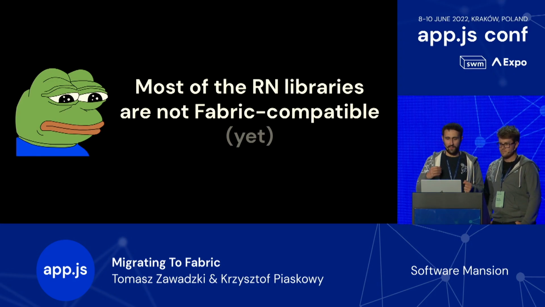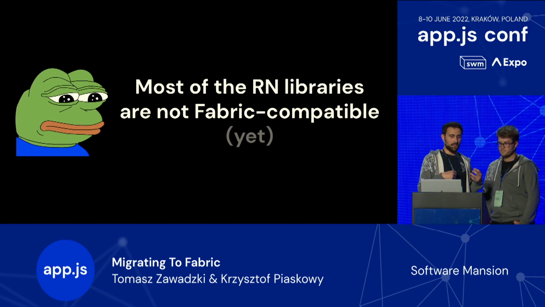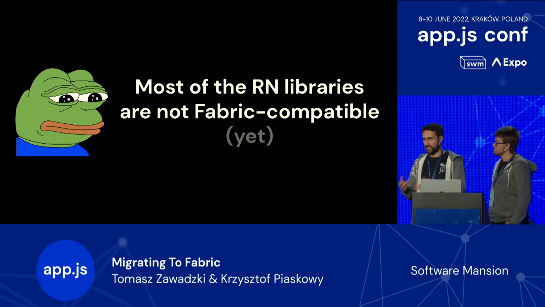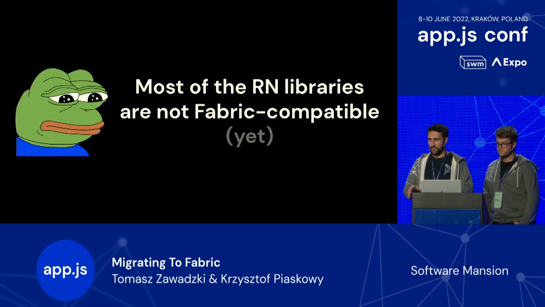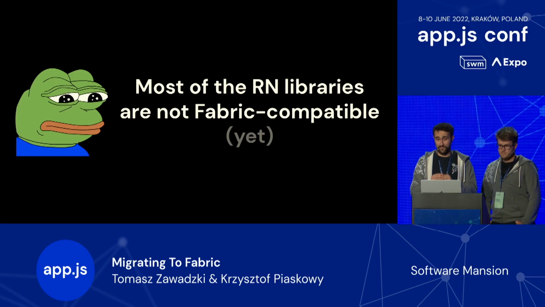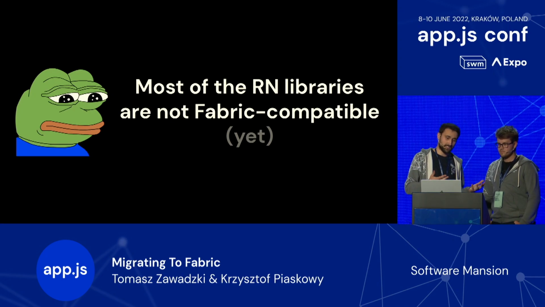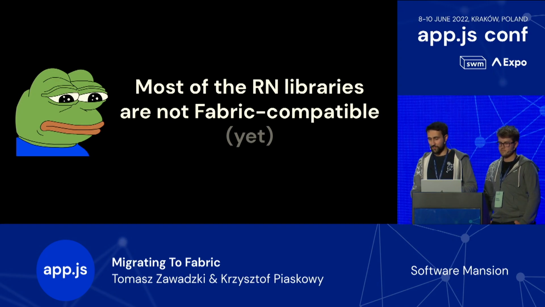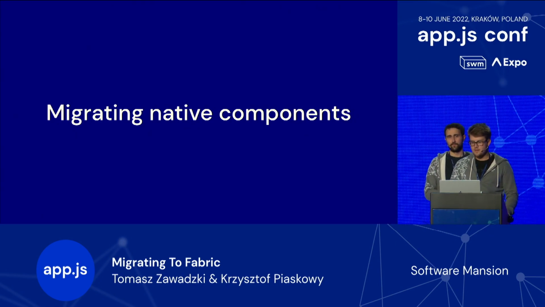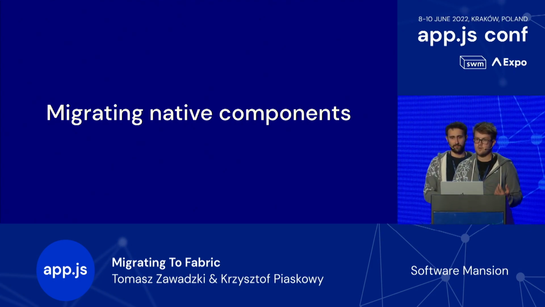Let's consider what is difficult in the migration process for different types of libraries. In the beginning, the good news: if your library is JS only, so it doesn't use native views, etc., probably you need to do nothing to make it compatible with Fabric. In opposite to that case, when your library uses, for example, native components. So now let's see how to migrate native components like map view, web view, or video component.